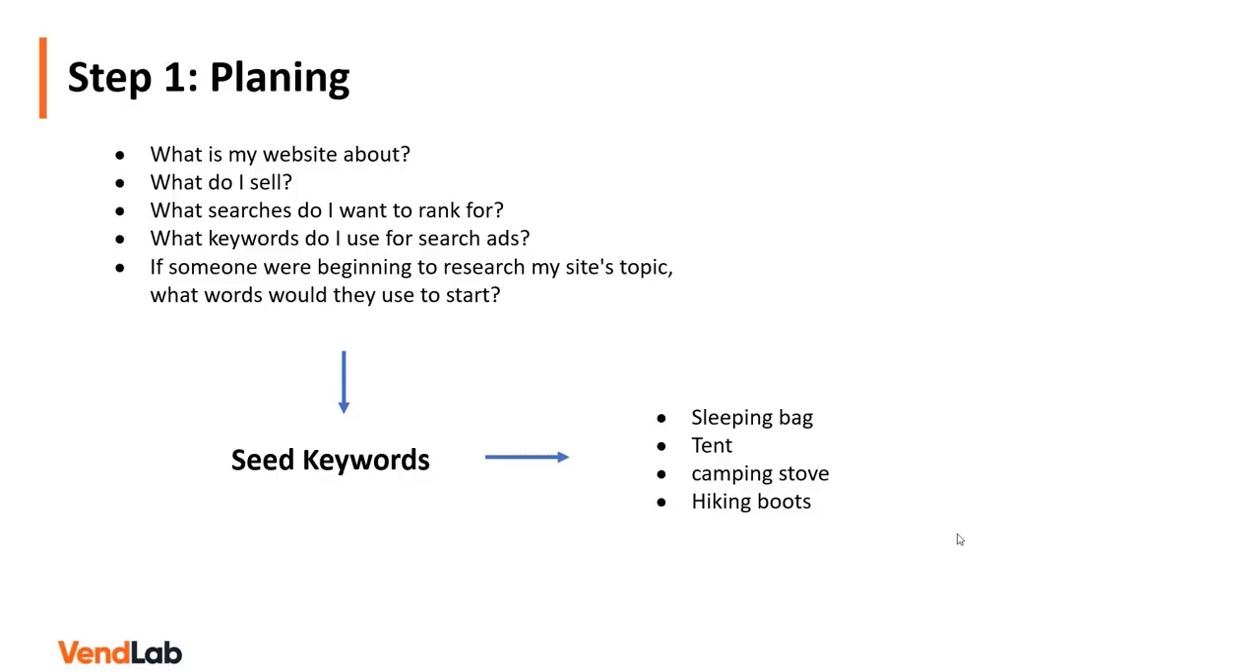A seed keyword is a popular keyword from your niche used as a stepping stone to finding more keyword ideas. For example, if you're selling camping equipment, the seed words you might use might be sleeping bag, tent, camping stove, or hiking boots. Create a list of seed keywords by using your industry knowledge and looking on Google Search Console for phrases your site is already ranking for.